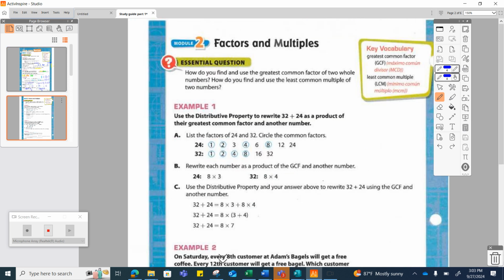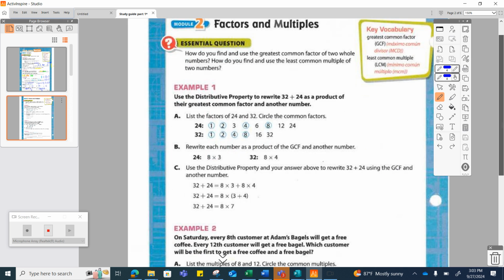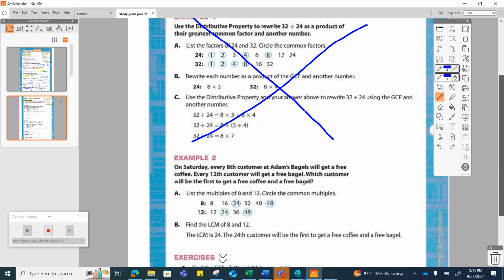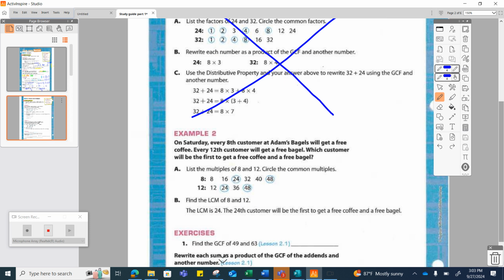This was module 2 where we learned about factors and multiples. Okay? And this is where I'm going to also go over how Ms. VB showed it. Okay? Because this is not an example of what we did. So you don't need that one. Okay? I'll go over factors and multiples a little bit, how we did it in class. Okay? And then this is an example of multiples. I'm going to go over actually both of these, how we did them in class. So let's do it that way.